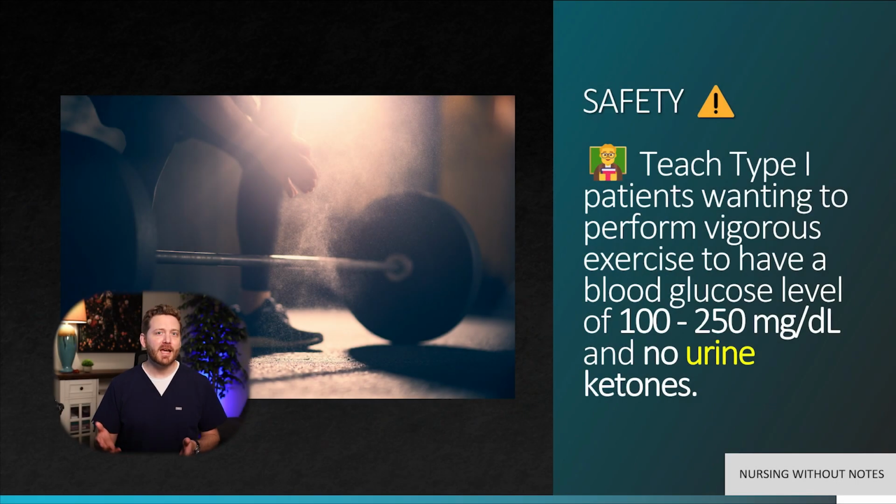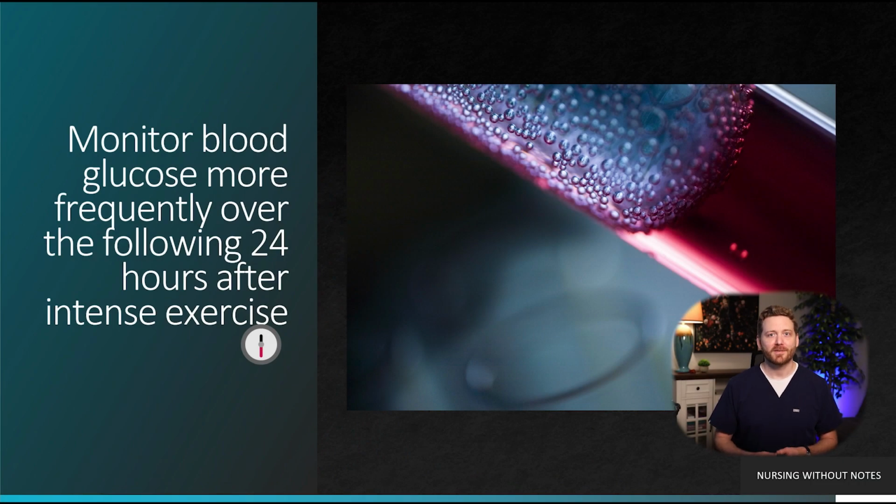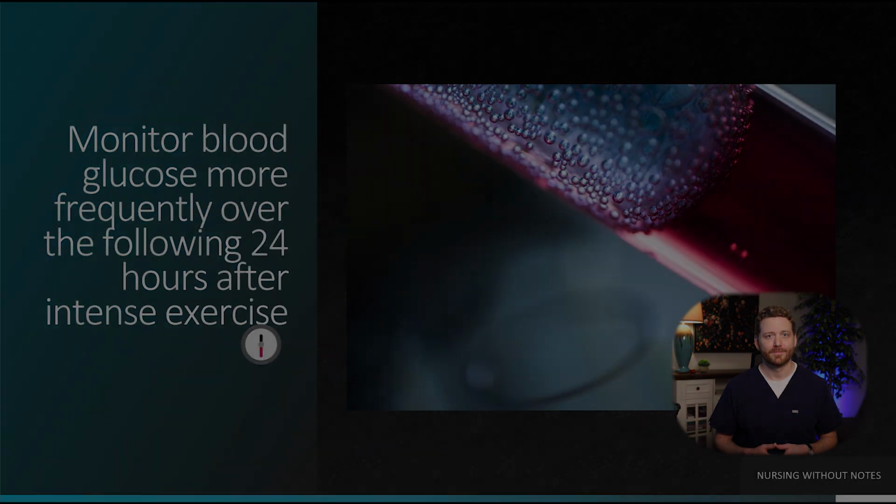Always wear a medical alert bracelet, especially during exercise, to ensure prompt care in emergencies. A safety tip for type 1 diabetes patients aiming for vigorous exercise is to maintain a blood glucose level between 100 and 250 and ensure no urine ketones are present before exercising. After intense exercise, monitor blood glucose levels more frequently over the following 24 hours, as medication adjustments may be necessary due to significant metabolic and glucose level shifts.